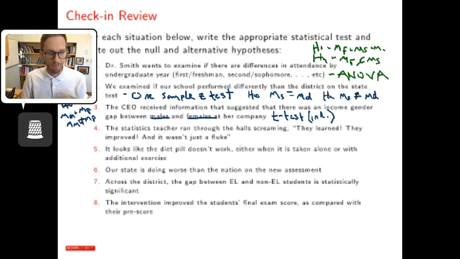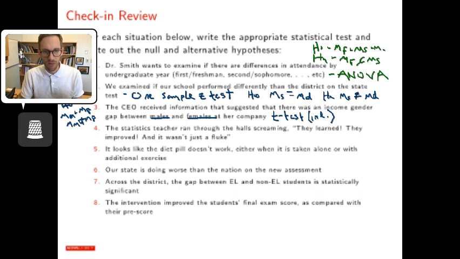All right. The statistics teacher ran through the hall screaming, they learned, and improved, and it wasn't just a fluke. So we're going to assume, make a little assumption here, that this statistics teacher administered some type of pre and post test, right? It wasn't just a fluke that a class, let's say their statistics, all the classes or one class, learned, and it wasn't a fluke. So that teacher knew how to run a dependent samples t-test.